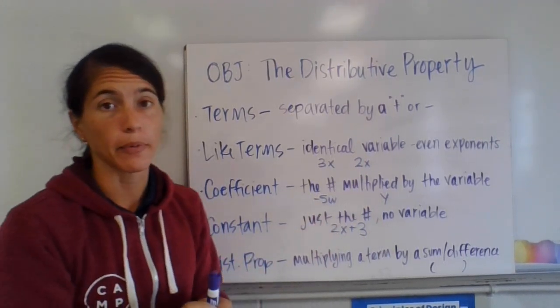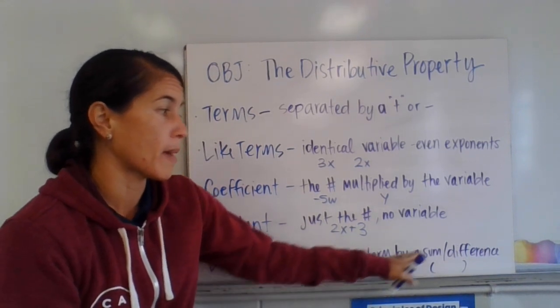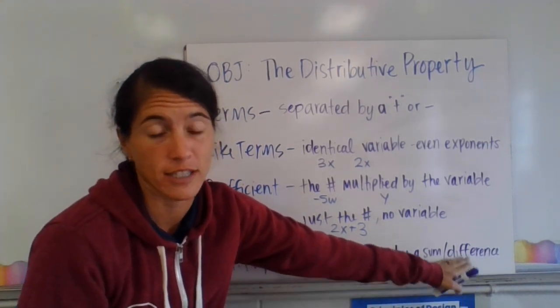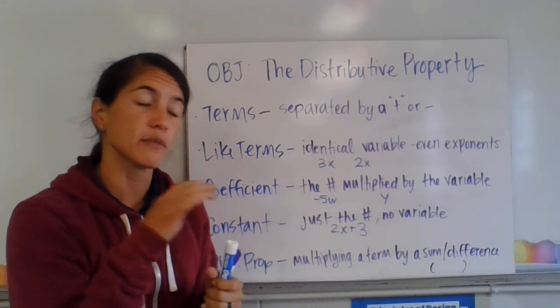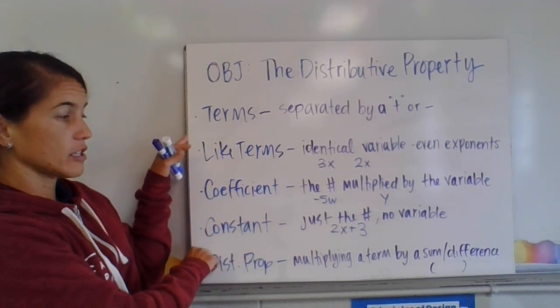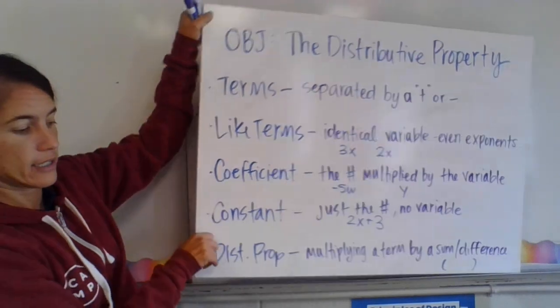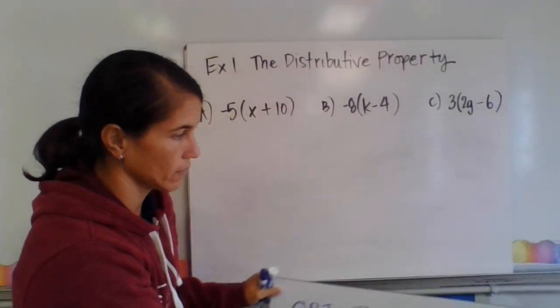And then distributive property is when you multiply a term by either a sum or a difference. And so I'm going to show you that. Generally, it's going to be in parentheses, and you're going to multiply a number, a term, by a sum or a difference. Okay?